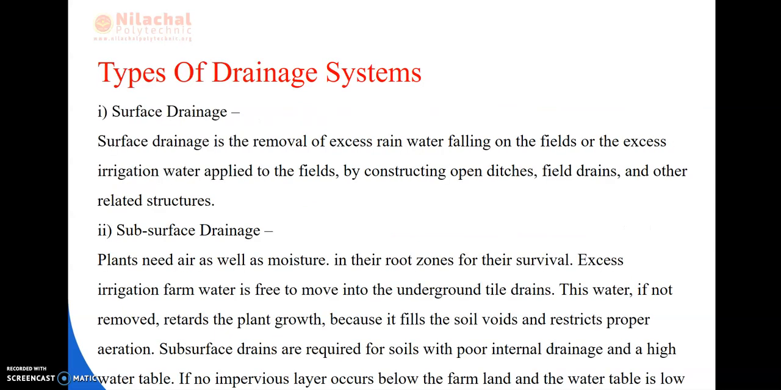So next we'll be reading about what are the types of drainage system. There are two types. First is surface drainage, next one is subsurface drainage. In the surface drainage, it is a removal of the excess rainwater which falls on the fields or the excess irrigation water which is applied to the field by constructing open ditches, field drains and other related structures.